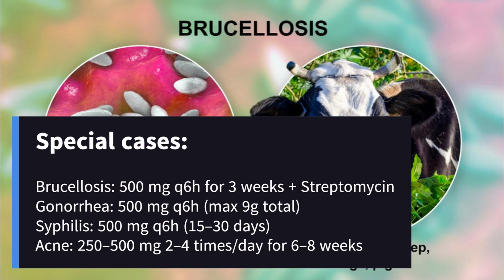Dosage for specific infections. Brucellosis: 500 mg orally every 6 hours for 3 weeks, combined with streptomycin 1 g intramuscularly every 12 hours for the first week, then once daily in the second week. Uncomplicated gonorrhea: 500 mg orally every 6 hours, total maximum dose 9 g. Syphilis: 500 mg orally every 6 hours.